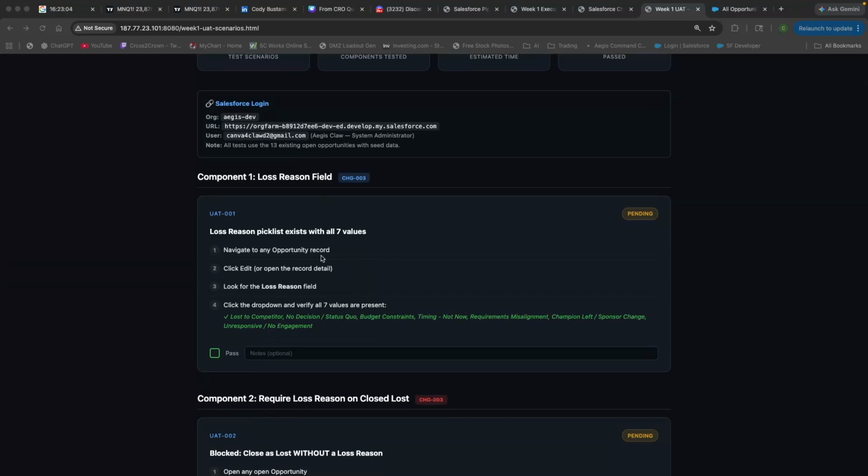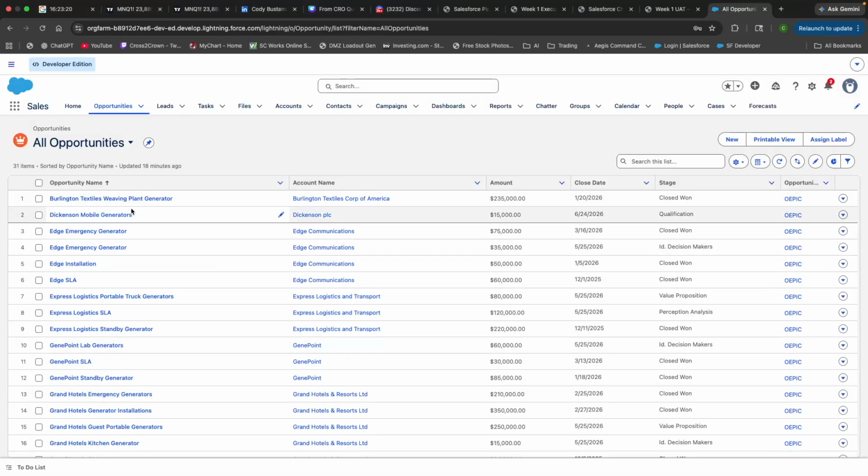But let's go ahead. Navigate to any opportunity record, click edit, look for loss reason, click the drop down. Okay, this one's simple. It's just saying, like, does this field exist? And are these values in that field? Loss to competitor, no decision, budget constraints. Okay, let's take a look.